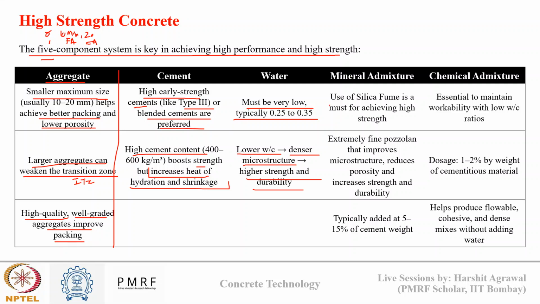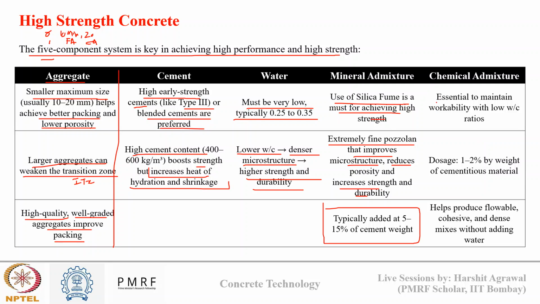Mineral admixtures are generally used when we talk about high strength concrete. The use of silica fume is a must for achieving high strength. Why? Because it is an extremely fine pozzolan, which improves the microstructure, reduces the porosity, and increases the strength and the durability. Typically 5 to 10% of silica fume is added by weight of cement for achieving high strength concrete.